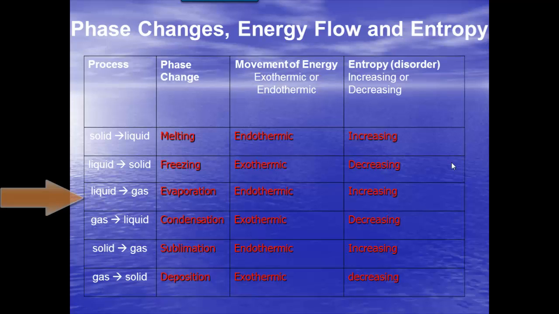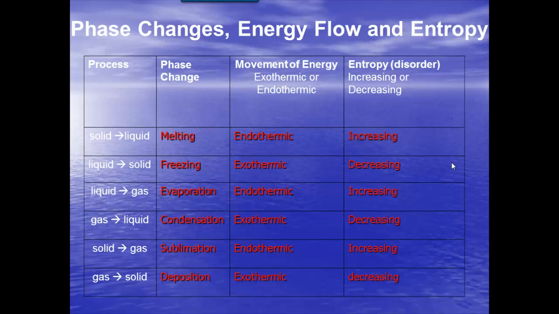The third phase changes from a liquid to a gas. This is evaporation. That's an endothermic process. Endothermic processes add energy, so the molecules have more energy, they move around more rapidly and more randomly, so the entropy will increase. From a gas to a liquid, the opposite process is condensation. Remember, if evaporation was endothermic, condensation will be exothermic. They're opposites, so the entropy here decreases.